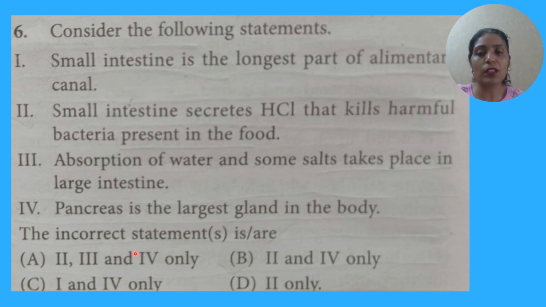Now the fourth statement is there in A, B and C. So let's have a look at the second option. Second statement, the small intestine secretes HCl that kills the harmful bacteria present in the food. Definitely this is also a wrong statement because HCl is present in the stomach and not in the small intestine. So as per me, option B, which says second and fourth only, is the correct option.